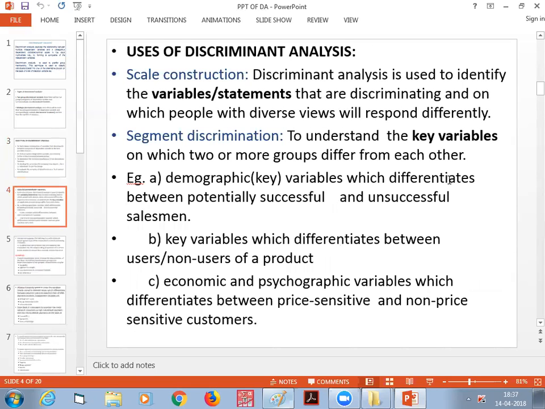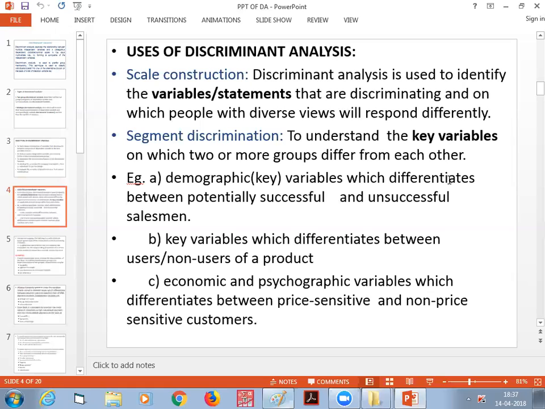Uses of discriminant analysis: where are we going to use this discriminant function? First, in scale construction, discriminant analysis is used to identify the variables, the statements, that are discriminating and on which people with diverse views will respond differently. When people have different views, they respond in a different way. For example, the election is now going on in Karnataka, correct? For the different parties, the people have different views, different mindsets, different ideas.